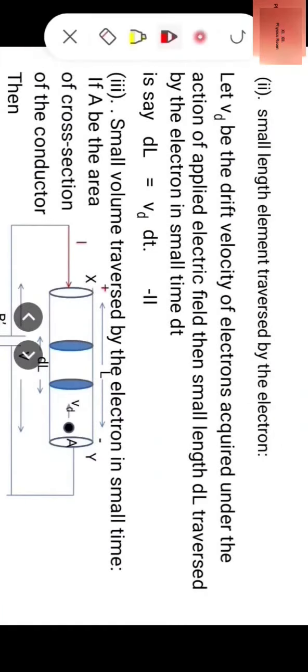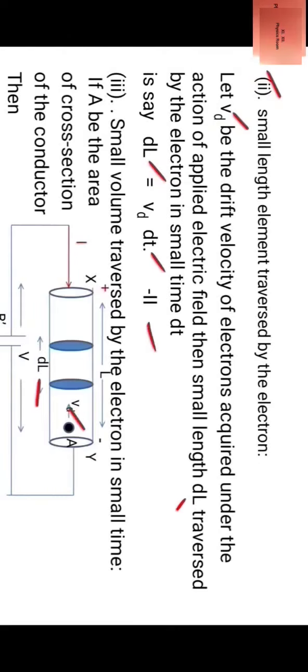Now in the second step we consider small length element traversed by the electron. Let Vd be the drift velocity of electrons acquired under the action of applied electric field. Then small length dl traversed by the electron in small time dt is say dl is equal to Vd into dt. Let us mark it as equation 2.